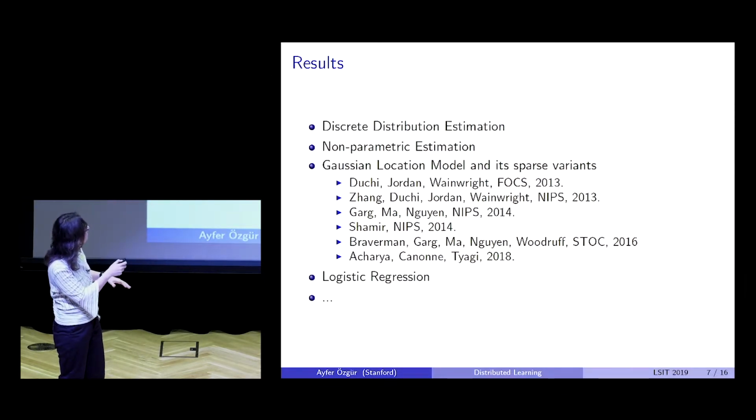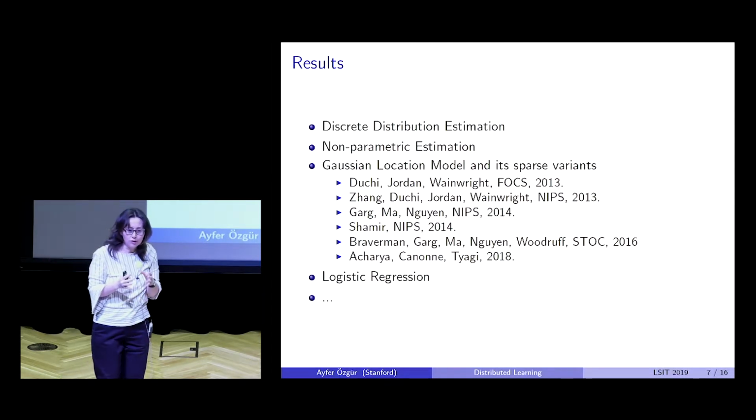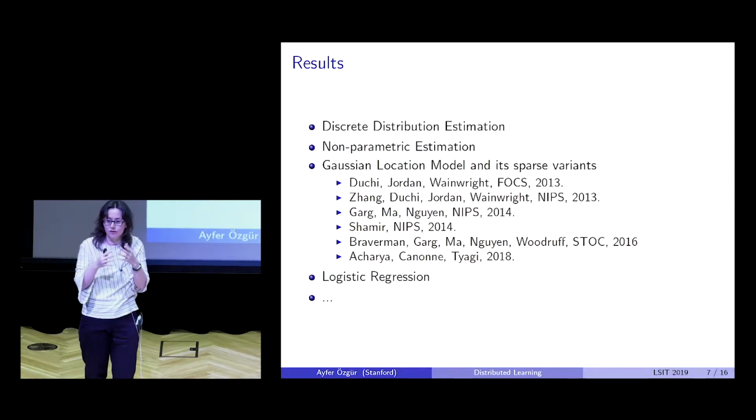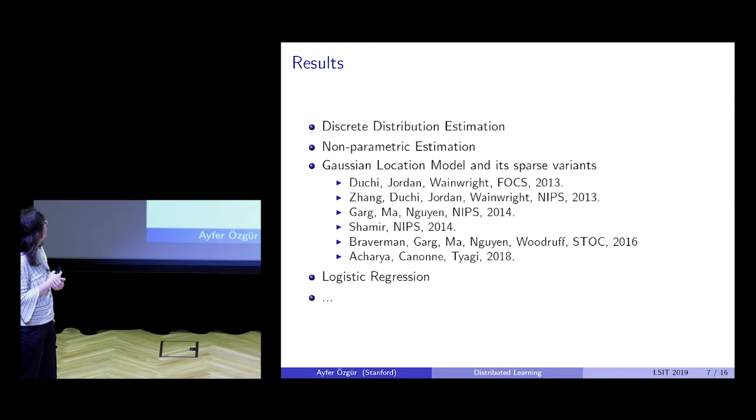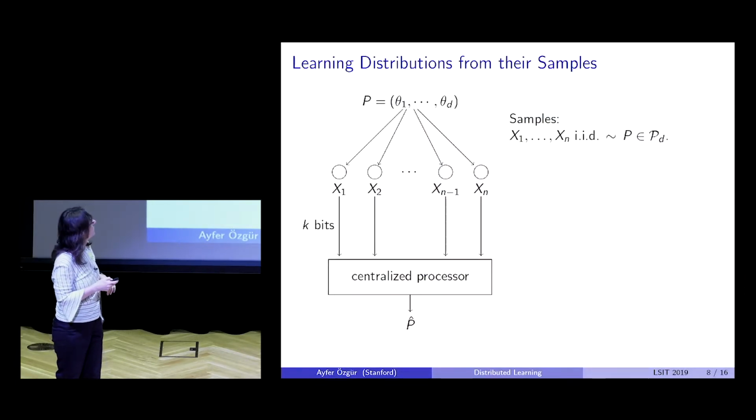So what I want to do is just pick one very specific problem, and this turns out to be the simplest one, discrete distribution estimation. I would like to give you just a flavor of the theorems we are able to prove. Okay, so we'll look at discrete distribution estimation.